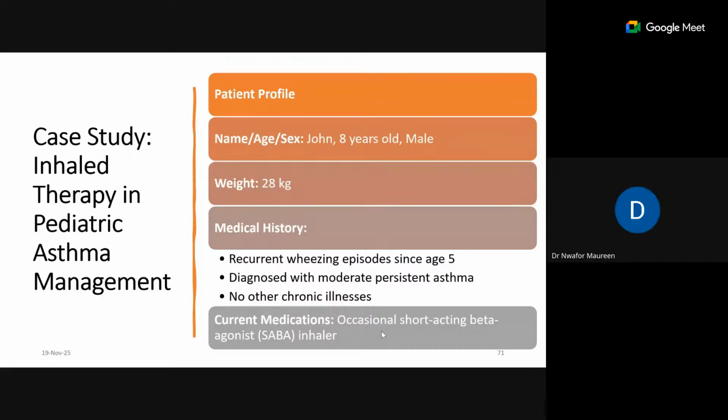I'm not really talking much on it. This is a pediatric patient, an 8-year-old male, weight 28 kg. Medical history: recurrent wheezing episodes since age 5, diagnosed with moderate persistent asthma, no other chronic illness. Current medication is an occasional short-acting beta agonist inhaler.